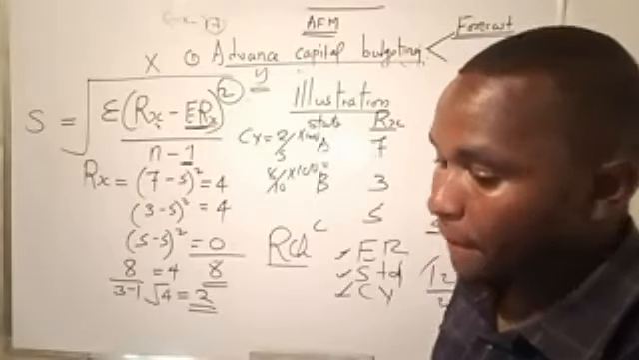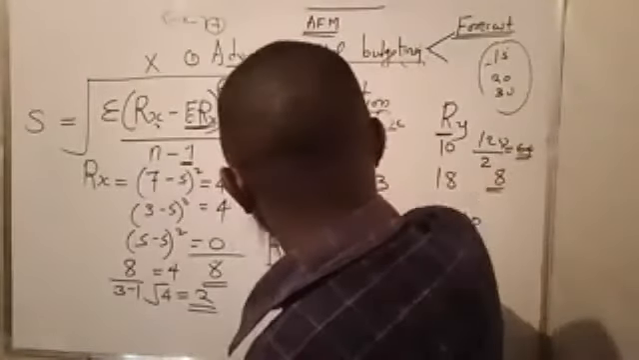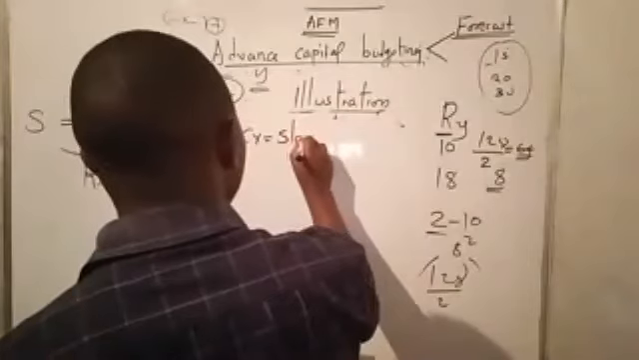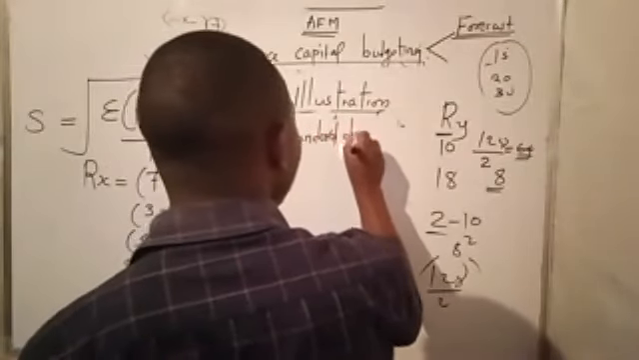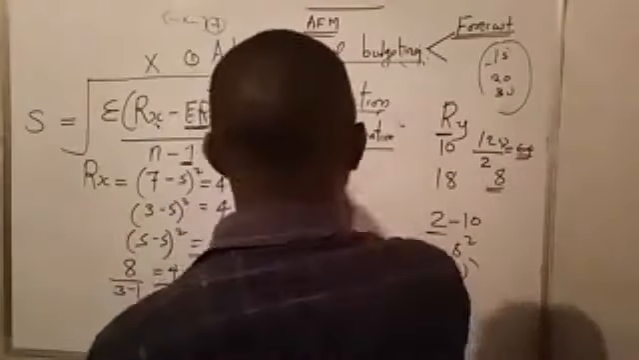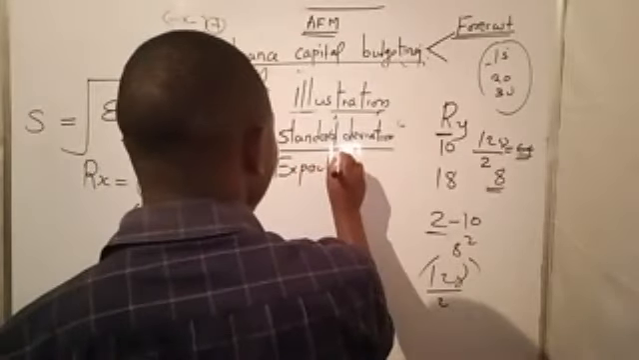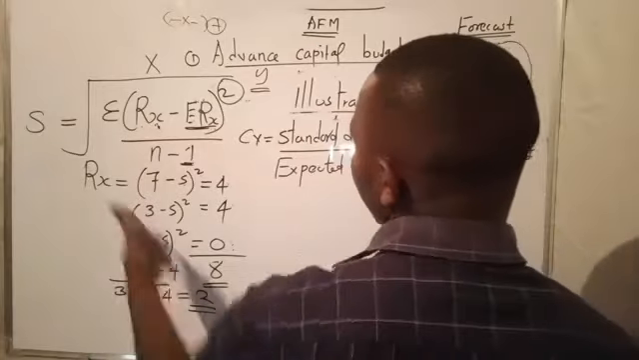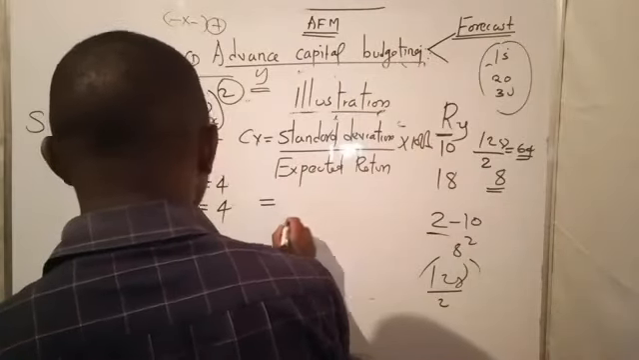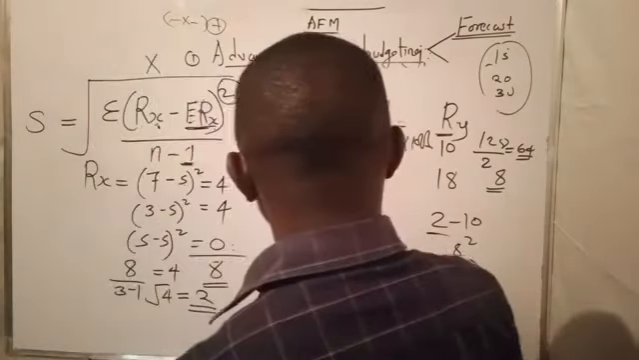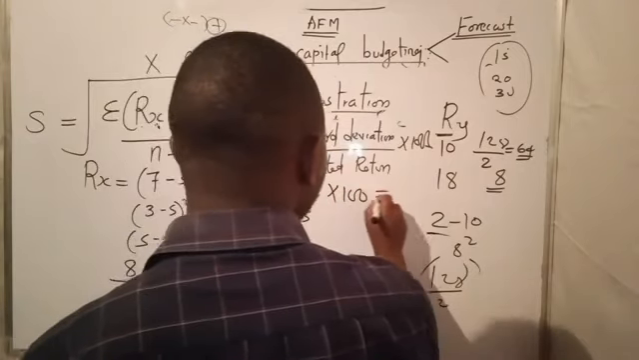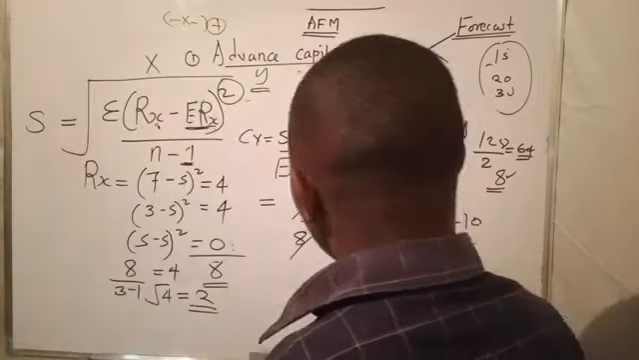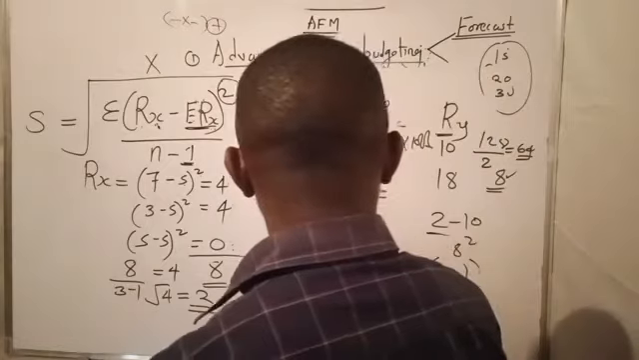Coefficient of variation: for standard deviation, you divide by the expected return, the same way you take standard deviation, and then you multiply by 100. So for security X, with a standard deviation of 2, divide by the expected return to get 5, then multiply by 100. For security Y, you take the standard deviation, 8, and divide by the expected return, which we have already calculated, that is 10, times 100%.